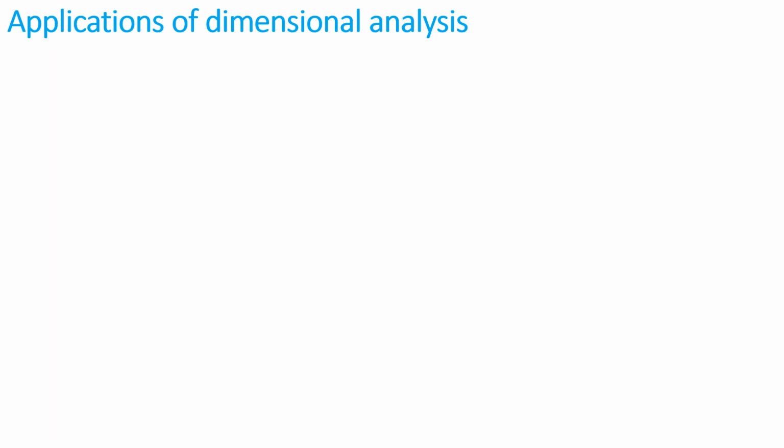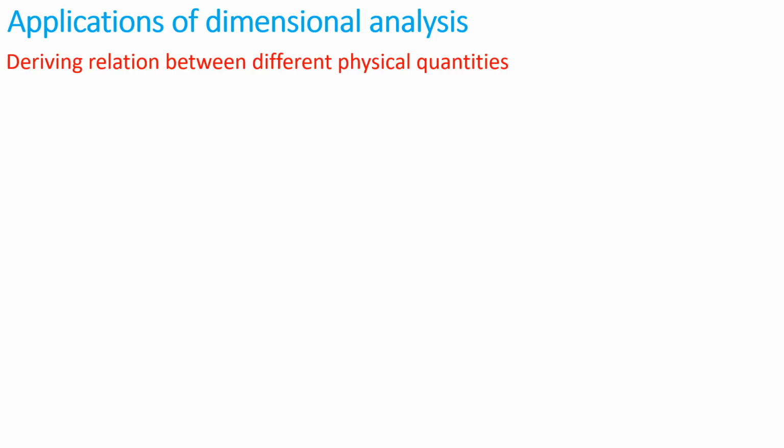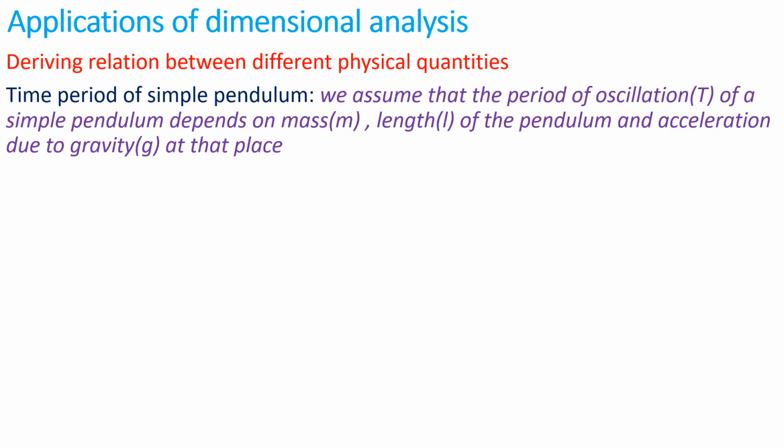Now here we shall discuss one more application of dimensional analysis. What is that? It is deriving a relation between different physical quantities. So how to derive the relation among different physical quantities? That we shall see. Taking it as an example, we shall take the time period of a simple pendulum.